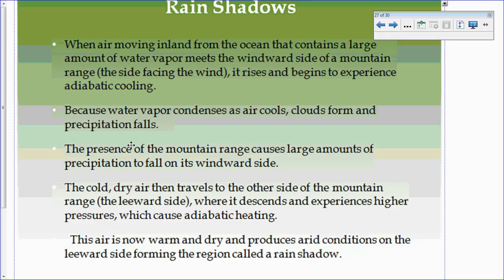So it's raining on the windward side of the mountain. The presence of the mountain range creates large amounts of precipitation on the windward side only. That dry air goes to the other side of the mountain, the leeward side, where it descends and experiences higher pressure. And we know from adiabatic pressure systems that it's going to heat as it gets higher pressure. So now this air is really warm, and it's going to be hot and dry on the other side. We call that a rain shadow.